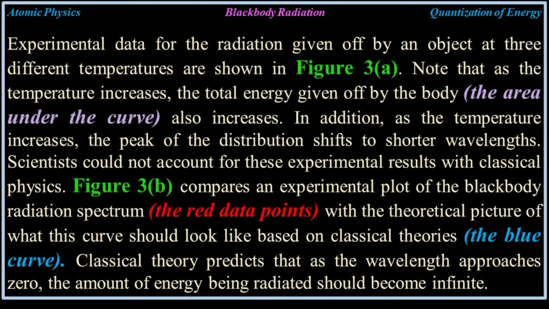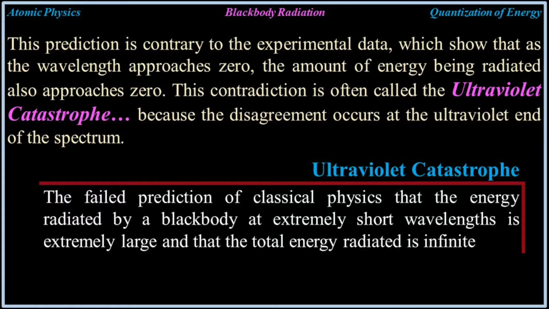Figure 3b compares an experimental plot of the black body radiation spectrum, the red data points, with the theoretical picture of what this curve should look like based on the classical theories, the blue curve. Classical theory predicts that as the wavelength approaches 0, the amount of energy being radiated should become infinite. This prediction is contrary to the experimental data, which show that as the wavelength approaches zero, the amount of energy being radiated also approaches zero. This contradiction is often called the ultraviolet catastrophe because the disagreement occurs at the ultraviolet end of the spectrum.